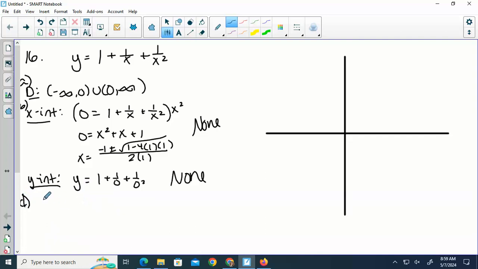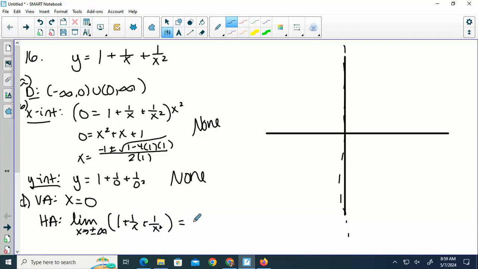Alright, so vertical asymptotes. X equals what makes the bottom 0, which is just 0. So that's why we didn't have a y-intercept, because it's a vertical asymptote. Horizontal asymptotes, how do we find them? Okay, a number over infinity goes to 0, so we just get 1. So our horizontal asymptote is y equals 1. So the vertical asymptote is whatever makes the bottom 0.